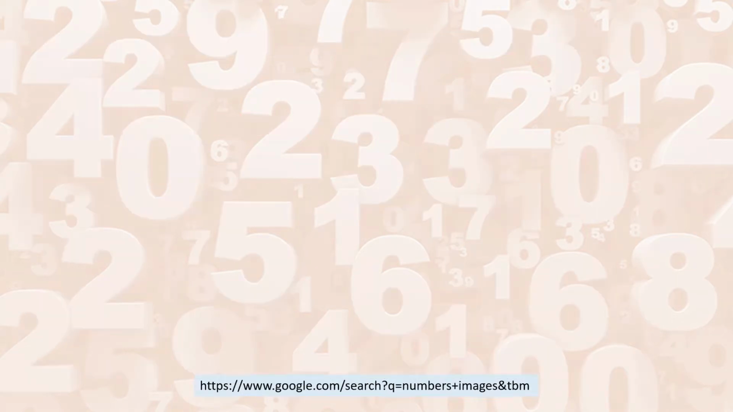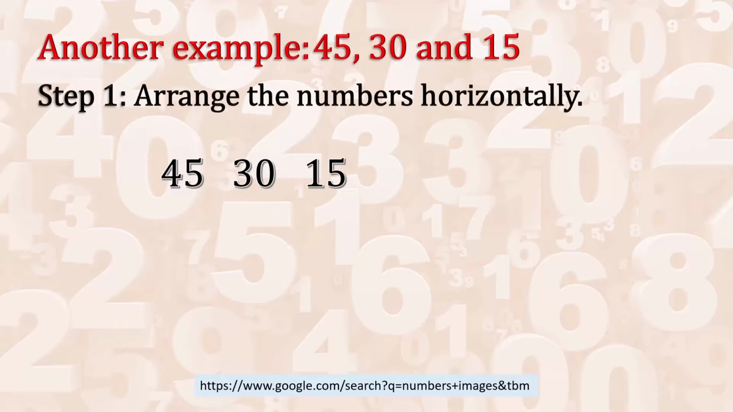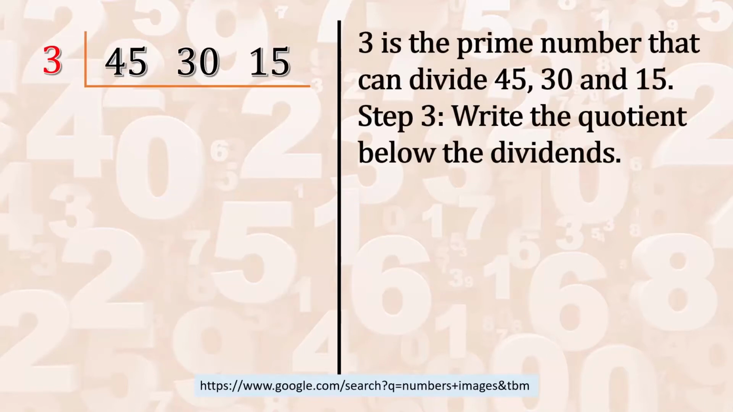Let's have another example. 45, 30, and 15. Let's find the LCM. Step 1, arrange the numbers horizontally. 45, 30, and 15. Step 2, think of a prime number that can divide both numbers. 3 is a prime number that can divide 45, 30, and 15. Step 3, write the quotient below the dividends.